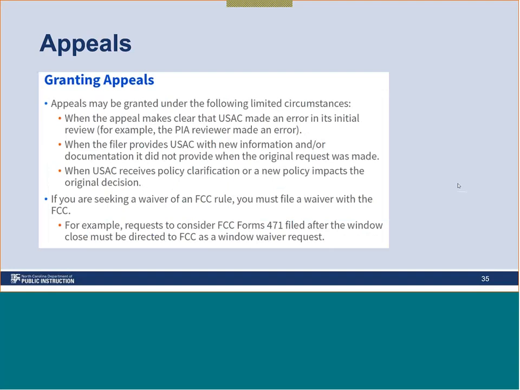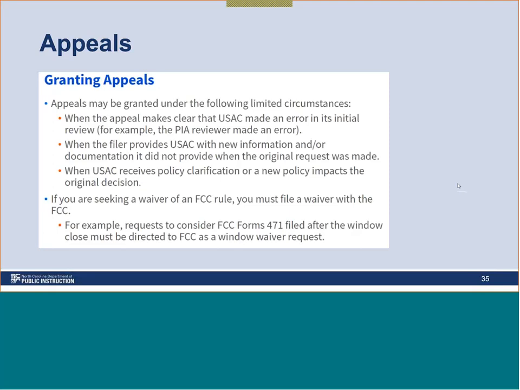So if you went through and when you submitted all your things for your funding year, you may have forgotten a quote, or the quote changed, or something happened, and you have new information, you would want to submit that so that they can see. They may be able to grant your appeal based on that. And also, when USAC receives policy clarification or a new policy impacts the decision. So if something happens where you were denied or something you're appealing, and say 50 or 100 other schools around had the same problem, and they've adjusted their policy based on new information they receive, you can go back and your appeal may be granted based on something that they changed universally, not just for you.